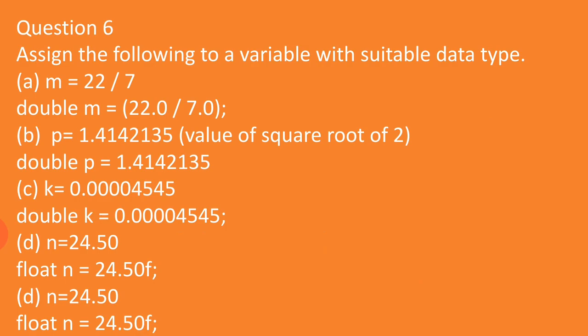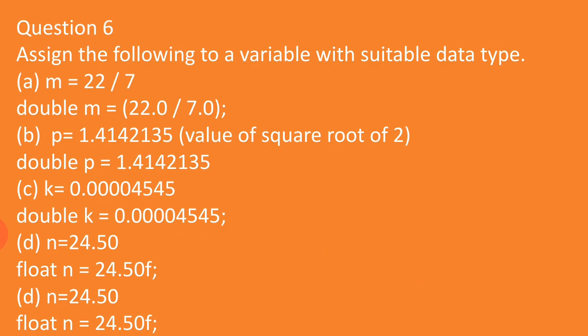Now next is p equal to 1.4142135. Reading it again, p equal to 1.4142135, the value of the square root of 2. How to assign it to a variable p? First you declare it as double, so double p equals 1.4142135, and please terminate it with a semicolon. Then k equal to 0.00004545. So you'll write double k equal to 0.00004545, semicolon. Double is very much required.